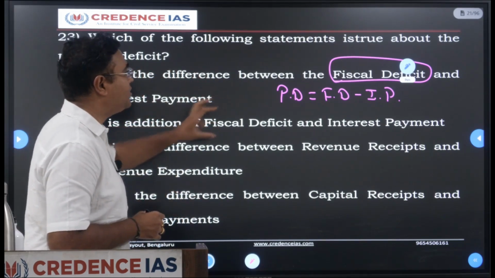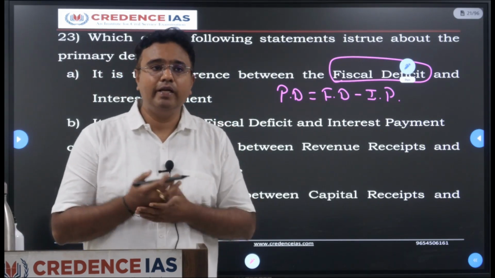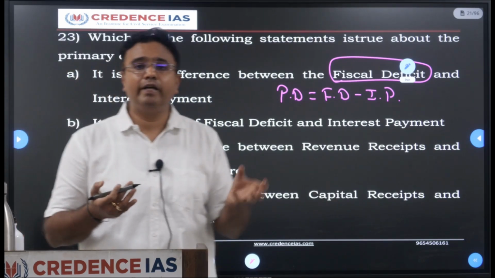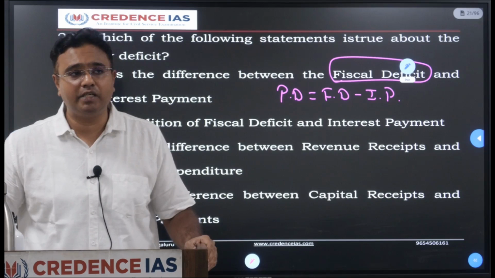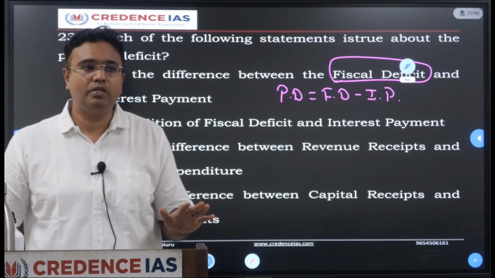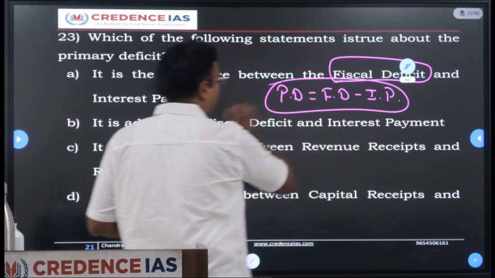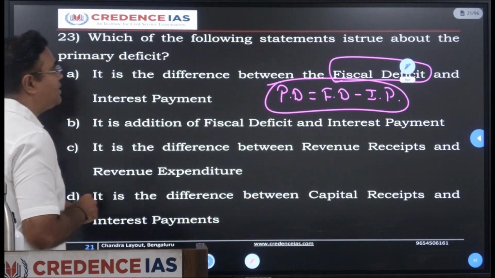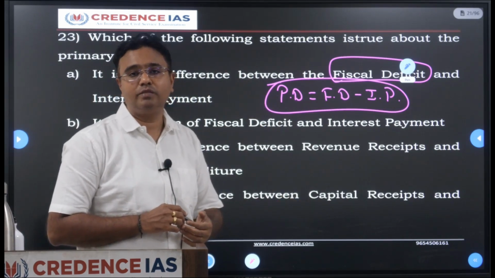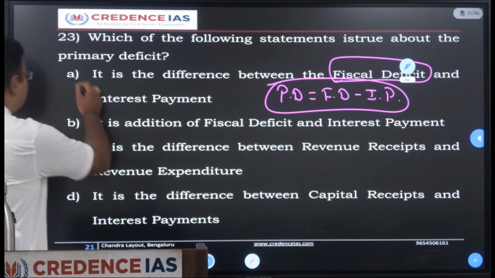So primary deficit, why is it used? To assess the performance of the present government: whether it has borrowed something new or created any financial burden to the government exchequer. So it will assess the financial performance of the present government, and for that they calculate the primary deficit. How is it arrived at? Primary deficit is fiscal deficit minus the interest payments on the previous years' borrowings. So the answer is A.